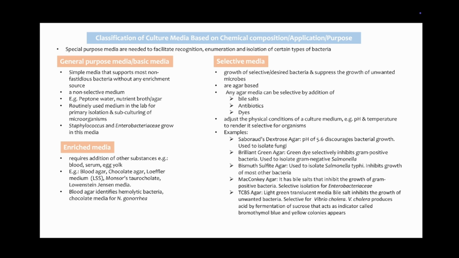Other than that, we have enriched media and selective media. So the ones that you've been using are mostly like you use nutrient agar. That is your basic media. That's your general purpose media to grow just your heterotrophs. So what about enriched? Which means the bacteria require a lot of nutrients. Okay, takes up a lot of nutrients, copiotrophs.